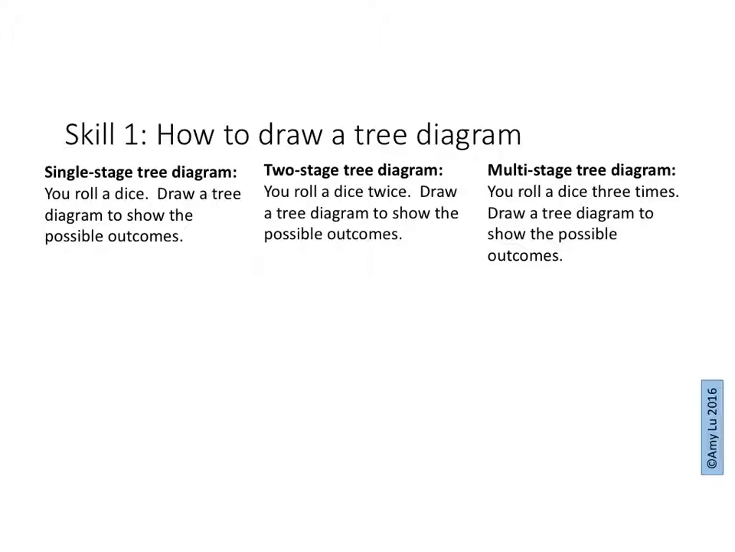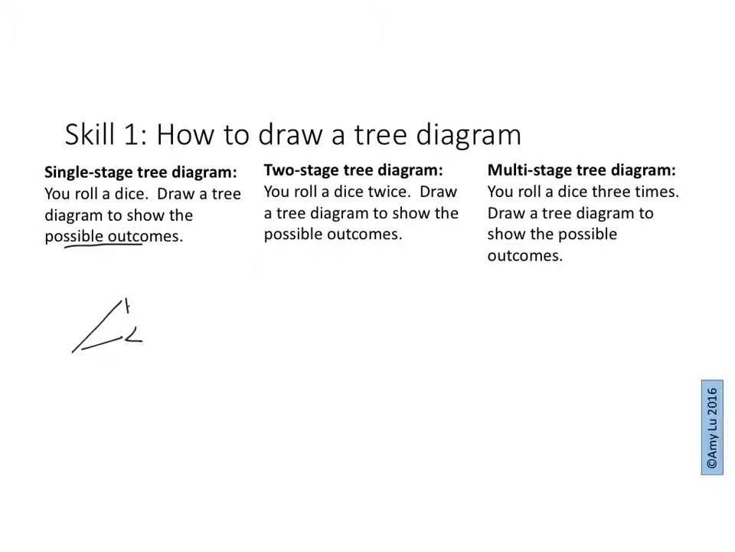So first, let's talk about tree diagrams. A single-stage tree diagram, a 2-stage tree diagram, and a multi-stage tree diagram. Just to give you an idea, a single-stage tree diagram is when you only have one set of branches, only one set of outcomes. In this case, you roll a dice. Draw a tree diagram to show the possible outcomes. When we roll a traditional dice, there are 6 sides, so there are 6 outcomes. Here's outcome number 1. You hit a 1.